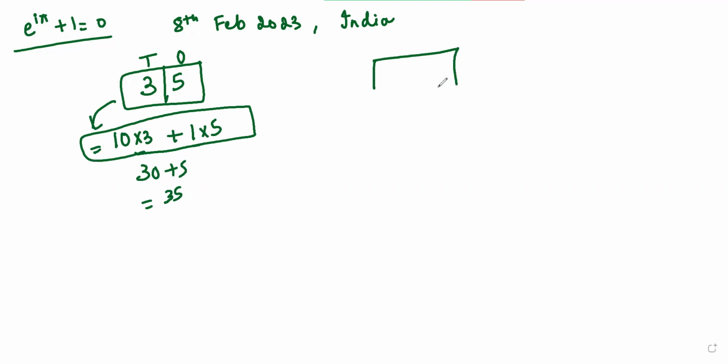If I'm given any number where I don't know the digits, we take them as x and y, as in algebra. So x is in the tens place, y is in the ones place. How do I represent the number? 10 into x plus 1 into y, and 1 into y is y.